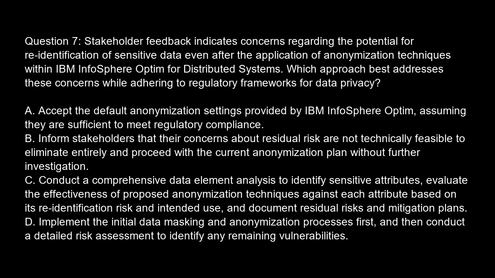Option C. Conduct a comprehensive data element analysis to identify sensitive attributes. Evaluate the effectiveness of proposed anonymization techniques against each attribute based on its re-identification risk and intended use, and document residual risks and mitigation plans. Option D. Implement the initial data masking and anonymization processes first, and then conduct a detailed risk assessment to identify any remaining vulnerabilities.